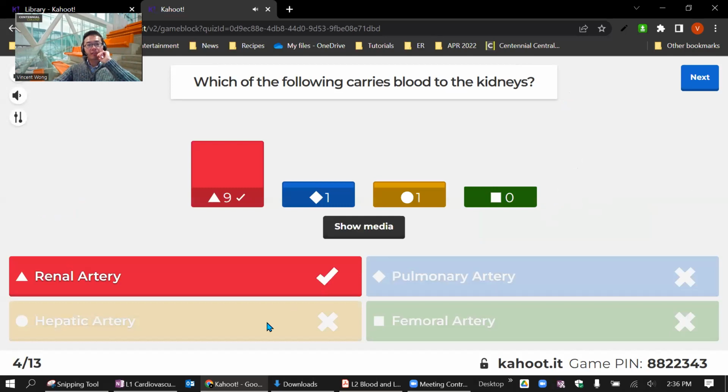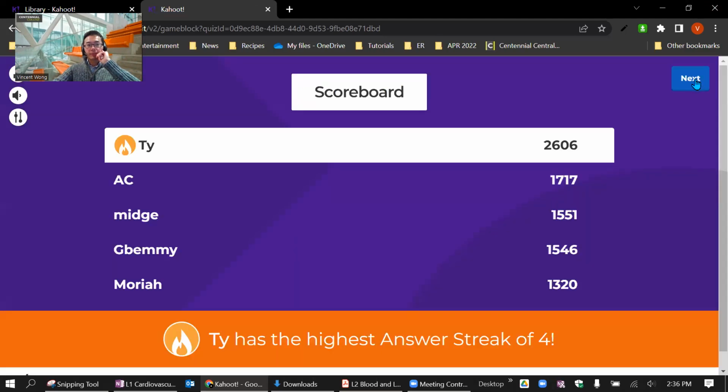Yeah, almost everybody got it. Very good. The hepatic takes it to the liver and the pulmonary takes it to the lungs. And renal takes it to the kidneys.